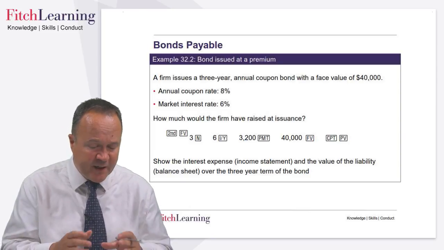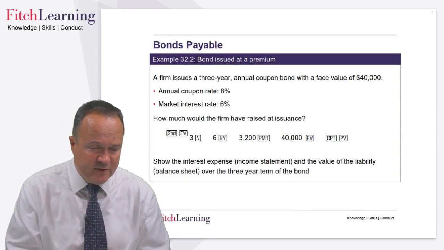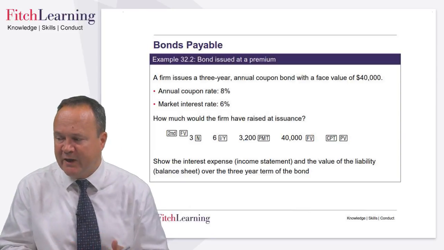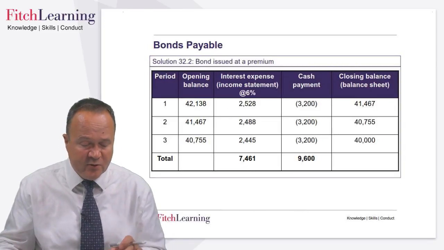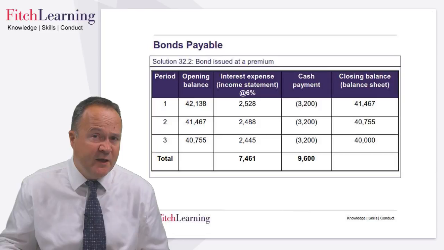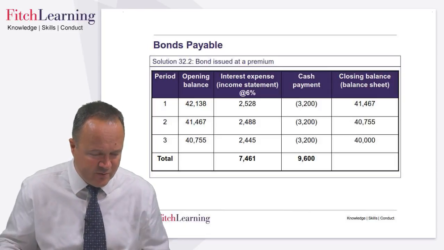Okay. But again, have a go, and have a go at that amortization function in particular. You ought to be able to get all of these numbers you see here from that amort function. So brilliant function, brilliant shortcut.